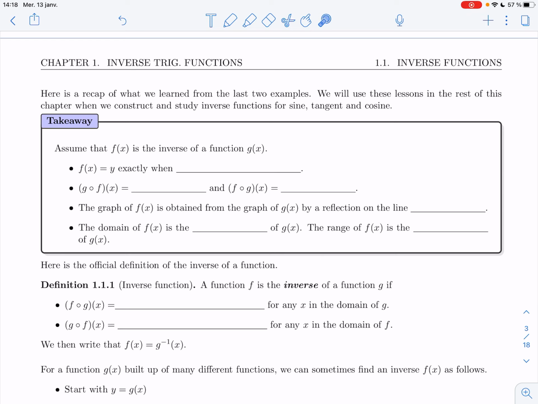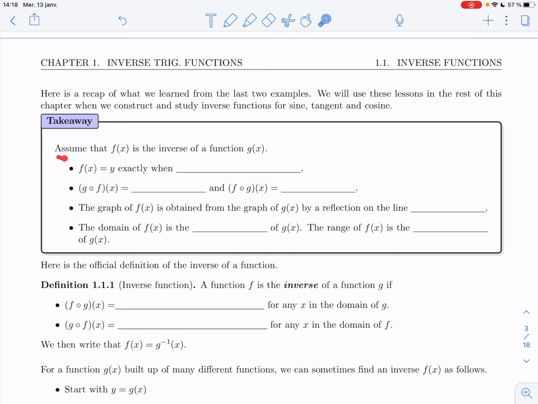All right, welcome back. Let's recap what we learned in the last two videos. So here's a recap of what we learned from the last two examples. We will use these lessons in the rest of the chapter when we construct and study inverse functions for sine, for tangent, and for cosine.